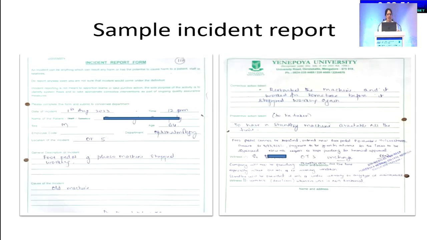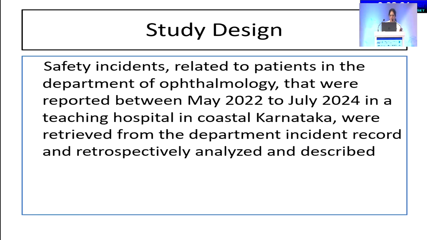This is just a sample of the incident report, and it's clearly mentioned that incident reporting is not meant for blaming anybody or taking punitive action. Here the details of the incident, when it occurred, the description, the circumstance of it, and also the corrective and preventive action is described.